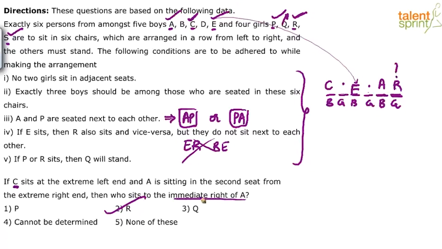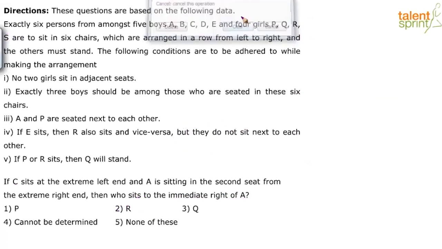Who sits to the immediate right of A? Immediate right of A is going to be R. Clear all of you? Let's move to the next question. Let me clear this up. Let's go to the next question.